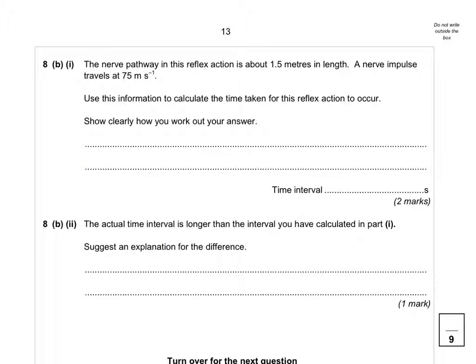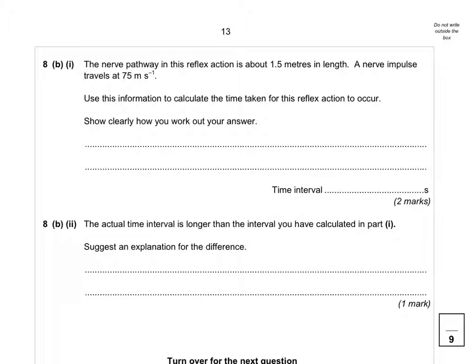Okay, the nerve pathway in this reflex action is about 1.5 meters in length. A nerve impulse travels at 75 meters per second. Use this information to calculate the time taken for this reflex action to occur. Show clearly how you worked out your answer.